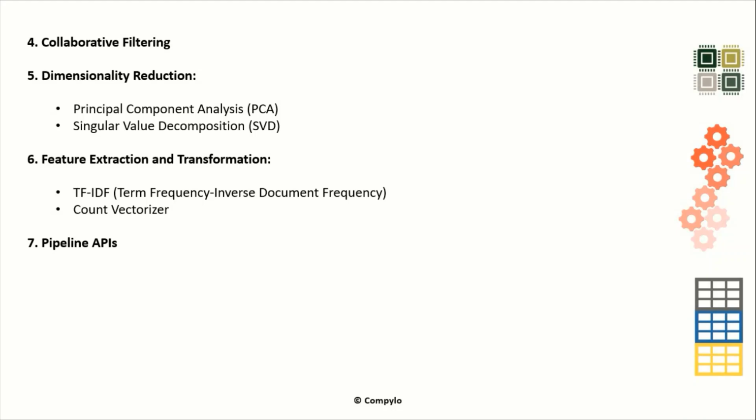After that, we have feature extraction and transformation, where we use term frequency inverse document frequency, which is TF-IDF, and then count vectorizer. And finally, we have pipeline APIs.